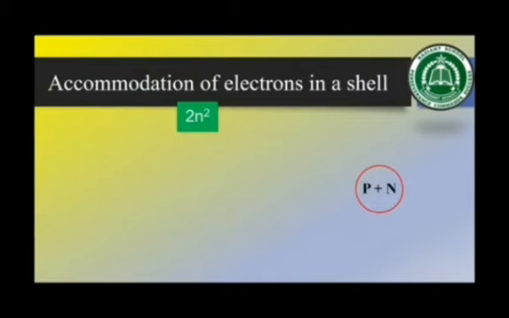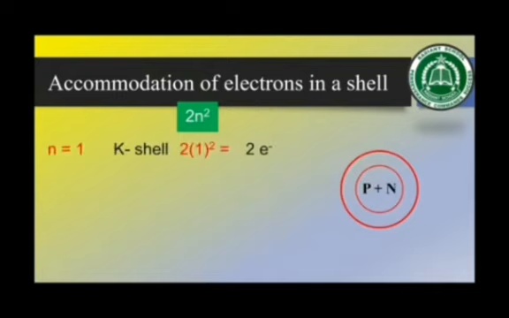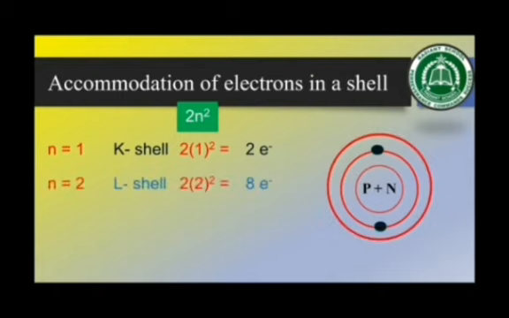The nucleus has protons and neutrons. Around the nucleus, the first shell is there. If n is equal to 1, it is the K shell, and by applying the formula, we get 2. It means 2 electrons are accommodated in the first shell. In the second shell, the value of n is 2, so it is the L shell, and by applying the formula 2n square, we get 8. So 8 electrons can be accommodated in the L shell.